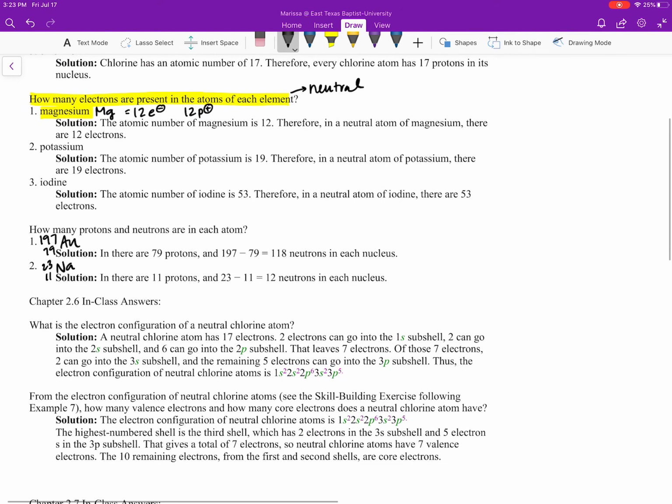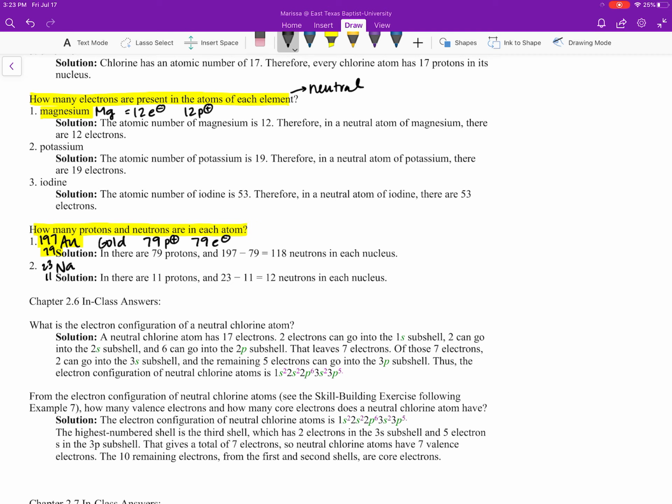The next question asks us to determine how many protons and neutrons are in each atom. The images did not show up correctly here, so I went ahead and wrote in the elements so that you would have them. So gold is this first one. Au is gold. It's element number 79, which means there are 79 protons, 79 electrons, because it's neutral, as written here. And now we need to determine how many neutrons.